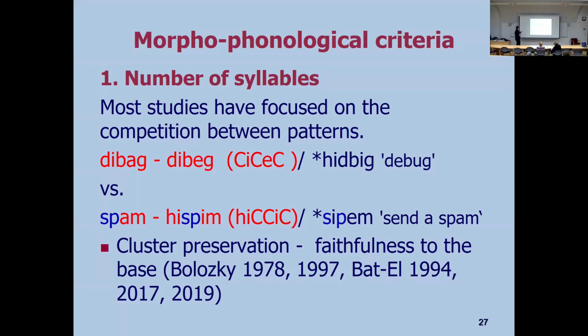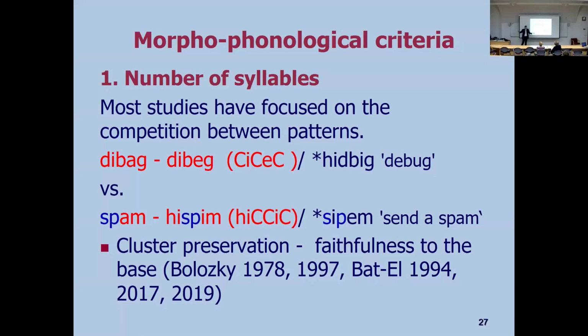Most studies, as I said, have focused on the competition between patterns. For example, why we say debug, sorry, debug and not hitbig, but we say hisפים and not סיפם. And this is because of cluster preservation. In principle, we could randomly select each pattern, but when we say hisפים and not סיפם, we are more faithful to the initial cluster of the base. So the sp is preserved in the transition from the loanword into the Semitic verbal form. Spam, hisפים. If we said סיפם, we would have broken the cluster.